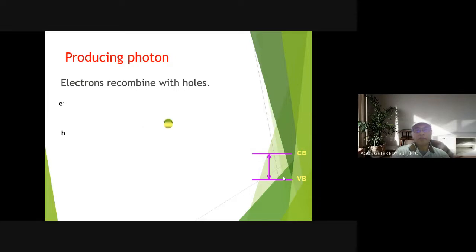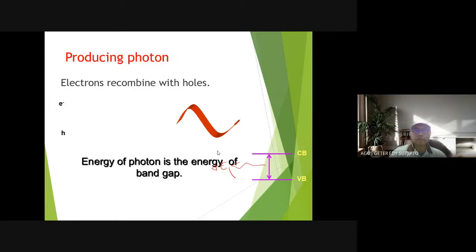So this is the illustration of the recombination of electron and hole. Actually, this is the changing of the state of the energy from the conduction band to the valence band. So they will be emitting the light, delta E. In other words, we can say the energy of the photon or energy of light generated is comparable with the energy of the band gap.